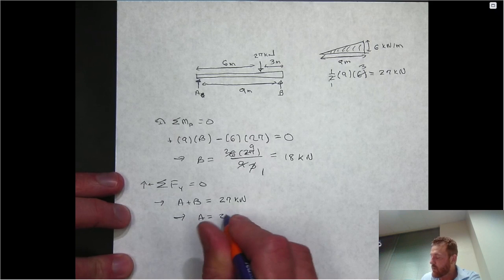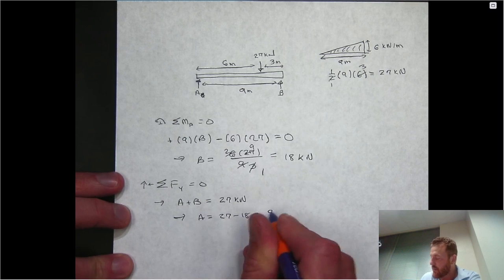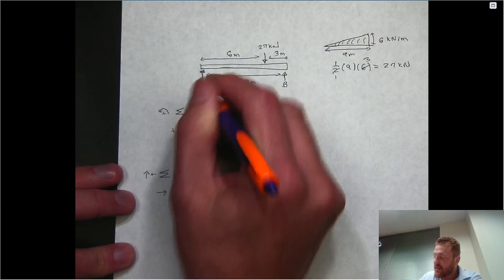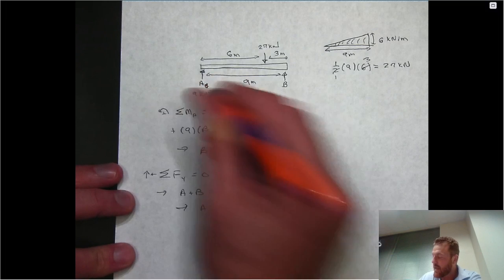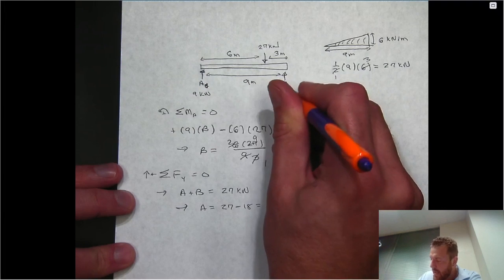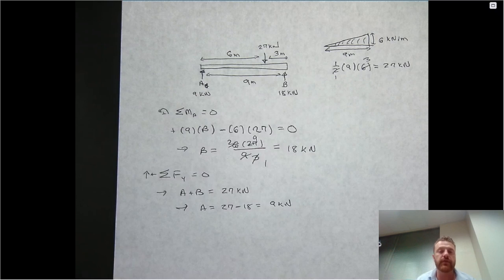So A is just going to have to take whatever is left over of that, which is going to be 9 kilonewtons. So that's actually going to allow us to solve for the reactions of each of these supports. And that's going to be the first step in order for drawing the shear and bending moment diagrams.